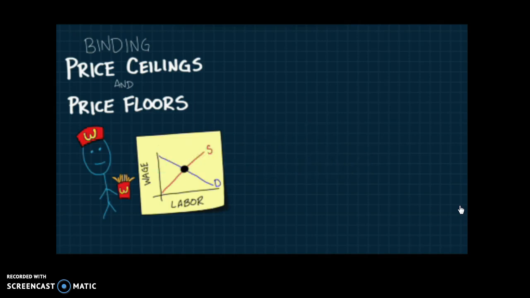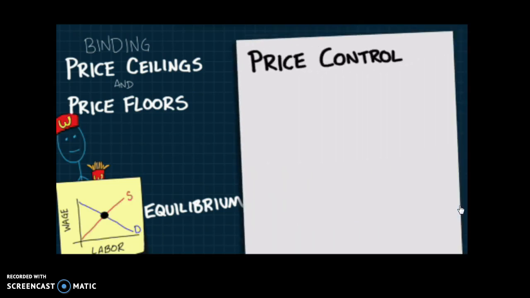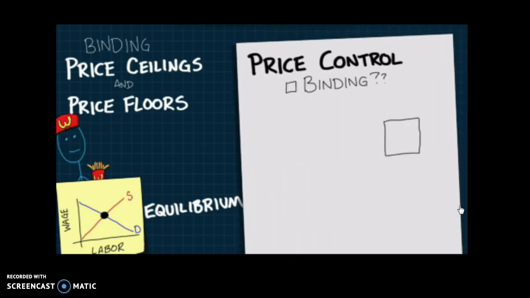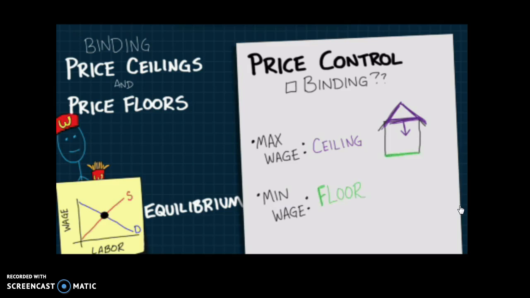Now that you know how to find the equilibrium wage in a labor market, you can determine whether a price control is binding in that market. A price control that sets a maximum legal wage is called a price ceiling, while a price control that sets a minimum legal wage is called a price floor.